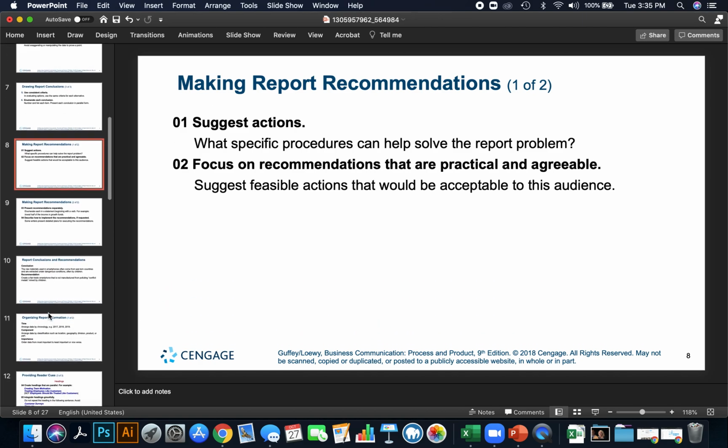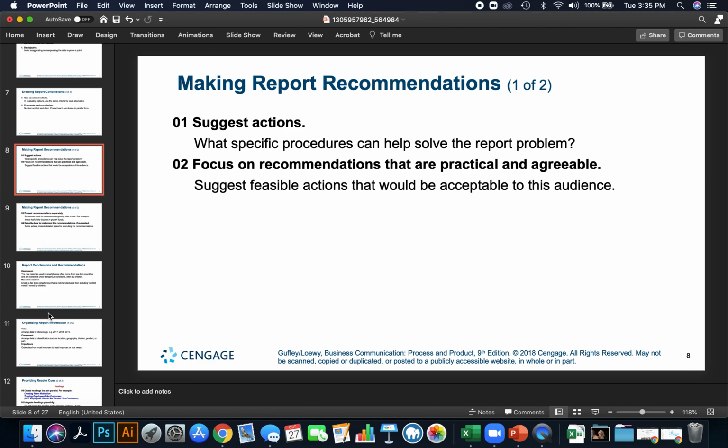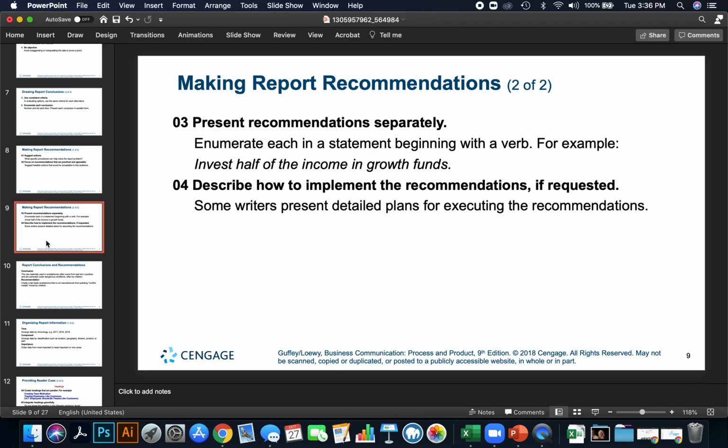Making report recommendations. Well, first thing you need to do is suggest actions. What specific procedures can help solve the report problem? Focus in on recommendations that are practical and agreeable. Suggest feasible actions that would be acceptable to the audience. Also, present recommendations separately. Enumerate each in a statement beginning with a verb. For example, invest half the income in growth funds. See how we used a verb to begin it?